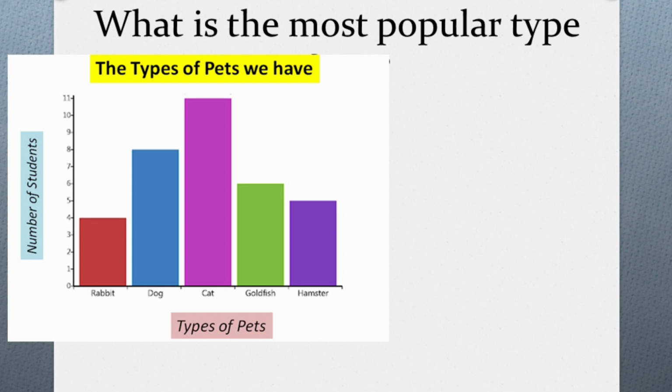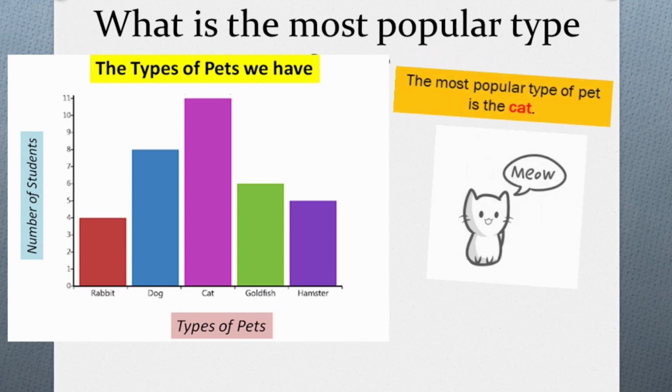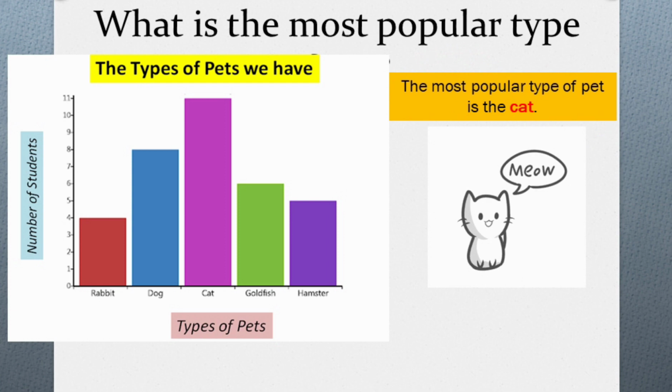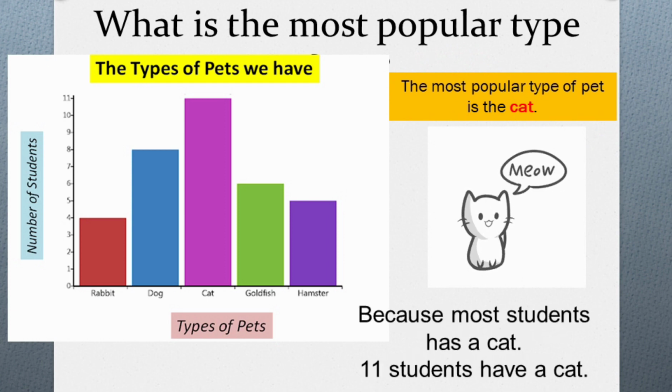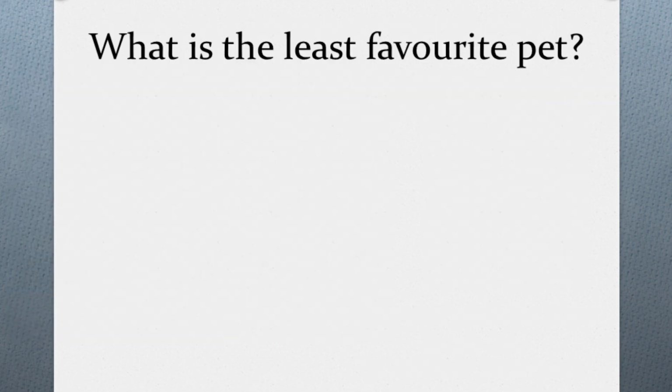Now, when you look at all of these different pets, it's quite clear by just looking that there are more cats than any other. So we can say the most popular type of pet is the cat. Why? Because most students have a cat. 11 students here have a cat. Let's move on to our next question.